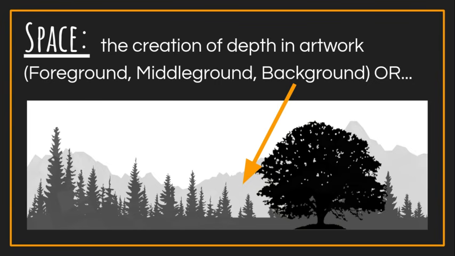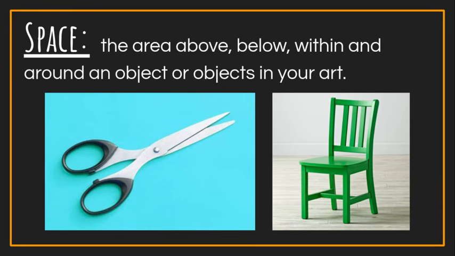Now, there's another way we can kind of interpret space. So it's not only the creation of depth or making something flat like a piece of paper or canvas appear to go further and further away, or that it's a little bit deeper than it really is. We also refer to it as the area above, below, within, and around an object or objects in your artwork. So basically, space is all of it, because if it's the area around an object, but it's also the area inside the object, okay, it is empty space, but also anything that takes up space. And we have names to describe both of those different types of space that we're discussing.